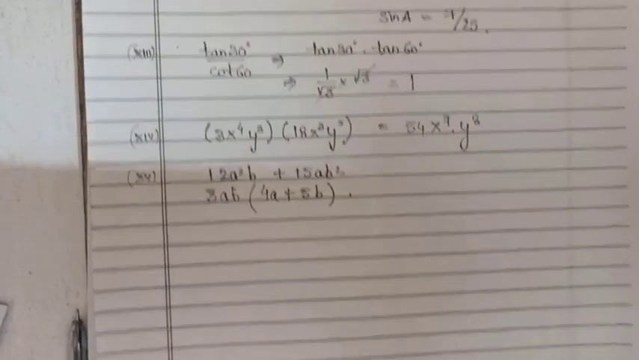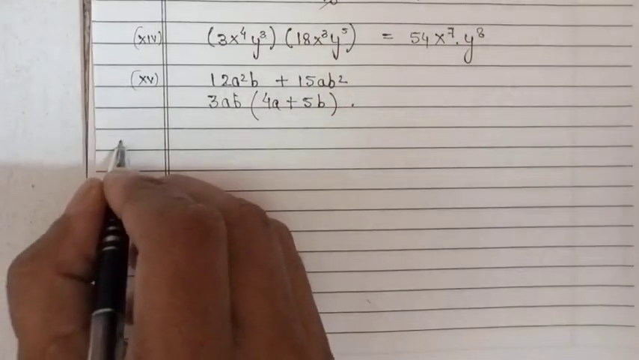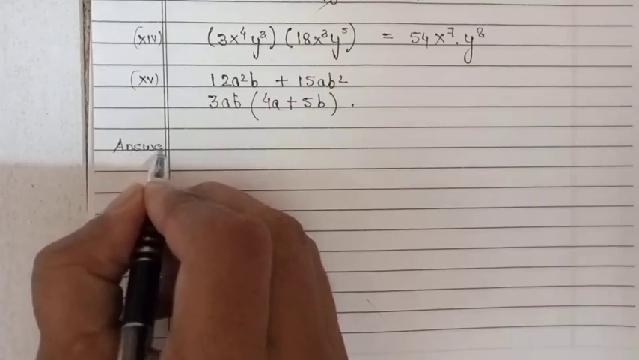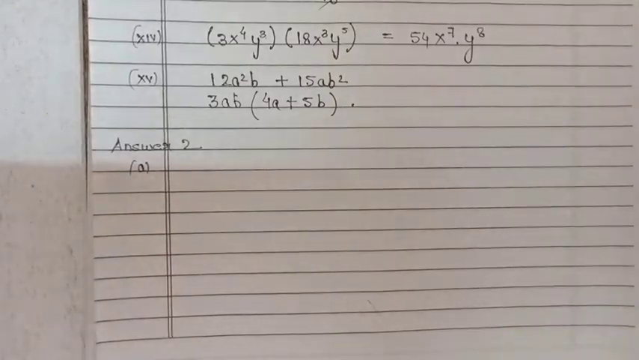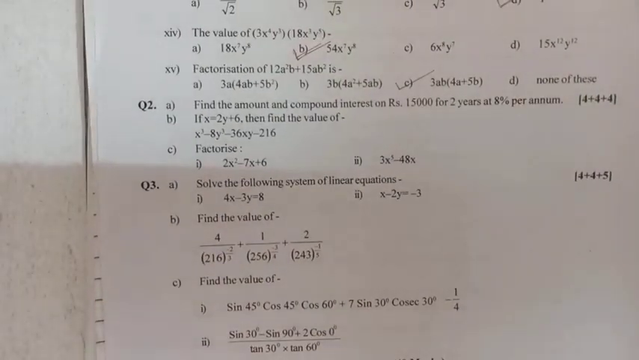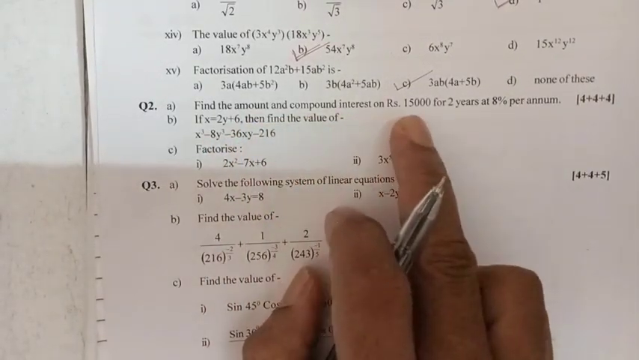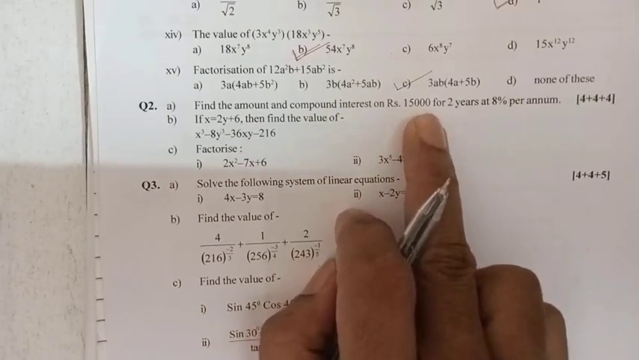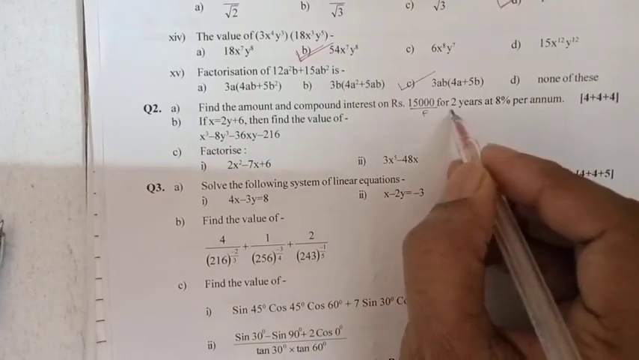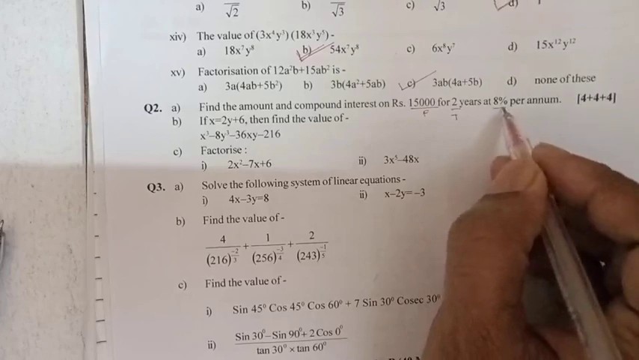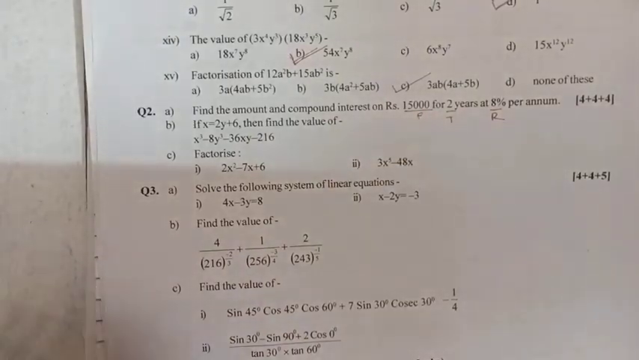Okay, now let's move on to the next question. Now we have question number 2 and A part of it. Question number 2 says, find the amount and compound interest on rupees 15,000. So here rupees 15,000 is principal for us. This is time, 2 years, this is a rate. And what you have to find is amount and compound interest.